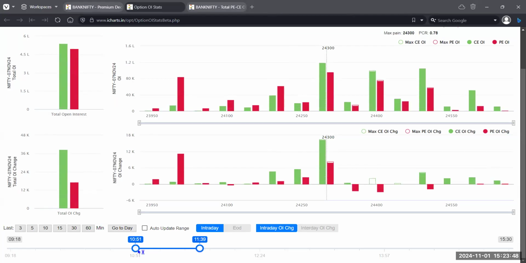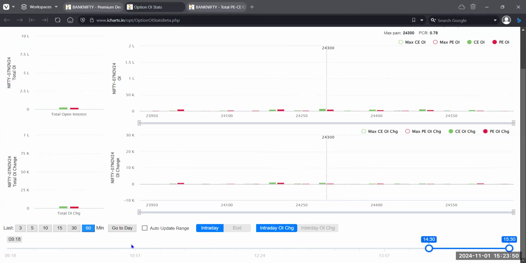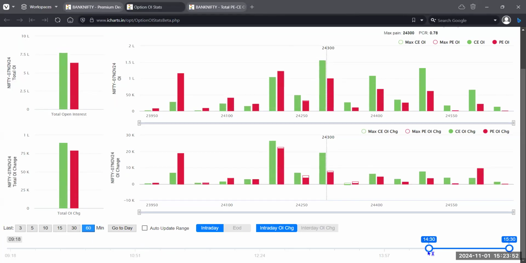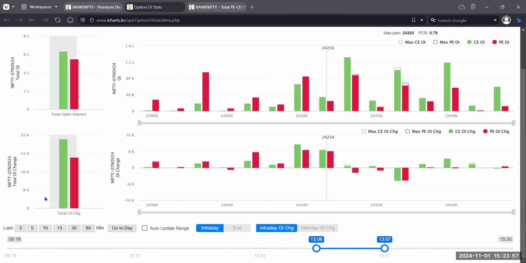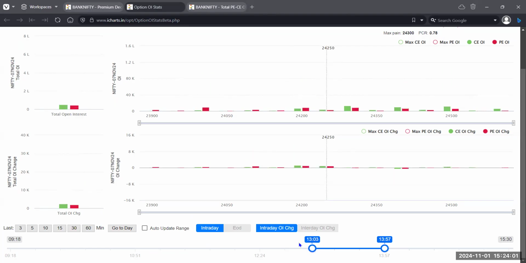In the last 30 minutes, it's not happening, so you can't see much. So you can monitor it during the market hours, and then you'll be able to see how exactly it looks. I will do that, sir.